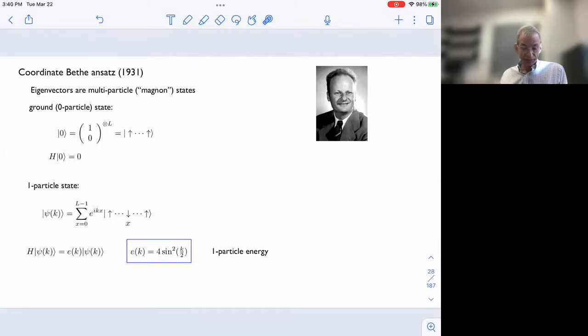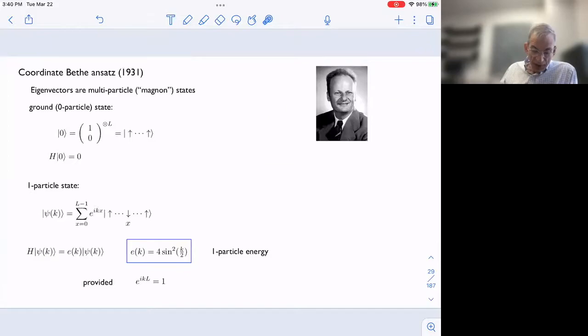But this is not true for any value of k. It's only true provided k satisfies this condition, e to the ikL is equal to one. So for those values of k, this is an eigenstate with this eigenvalue. All right, that's the one particle state.